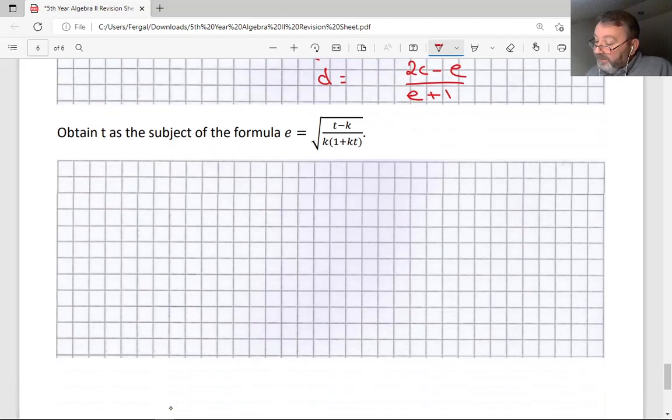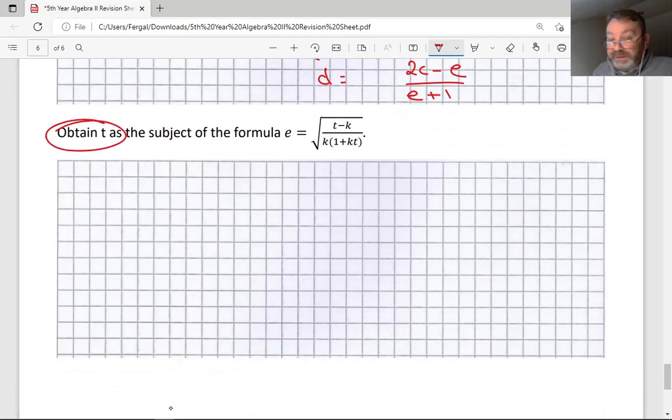And finally, obtain t. So you want to get t on its own. Now you'll notice straight away again, t is in two different places. But not only is it in two different places, it's stuck in a fraction, which I hate, but it's also underneath the square root. So the first thing I'm going to do here is I'm going to square both sides.